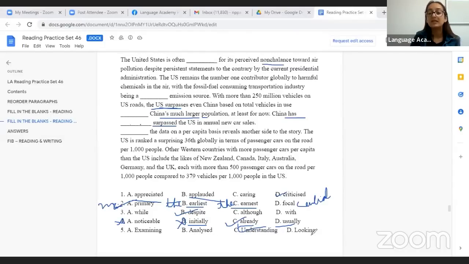So looking at the data, we don't have "at" here. Understanding or examining, what is the better word that we use for data? Understanding is more used with information, facts, understanding the rules, basically something which is theoretical. But numbers are better, numbers go better with examining. Particularly the word data, we don't understand the data.